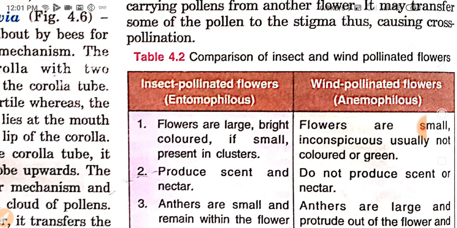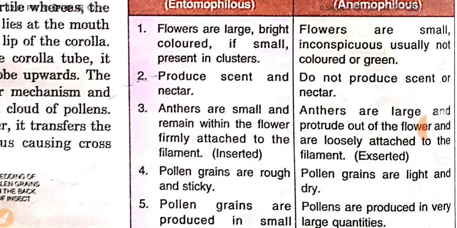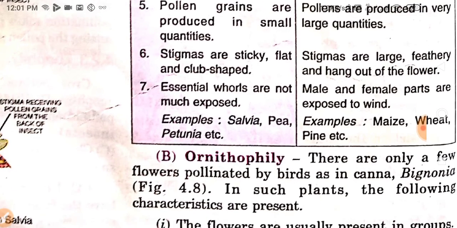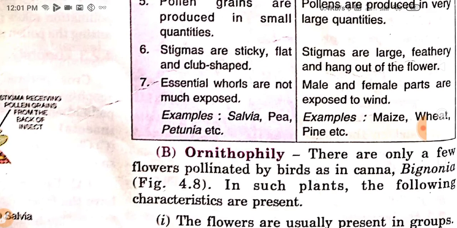There is a comparison of insect and wind pollinated flowers that you can read at home. We have just read about their characteristics, and from this you can easily find their differences also. In the next chapter we move to ornithophily and some other pollination types.